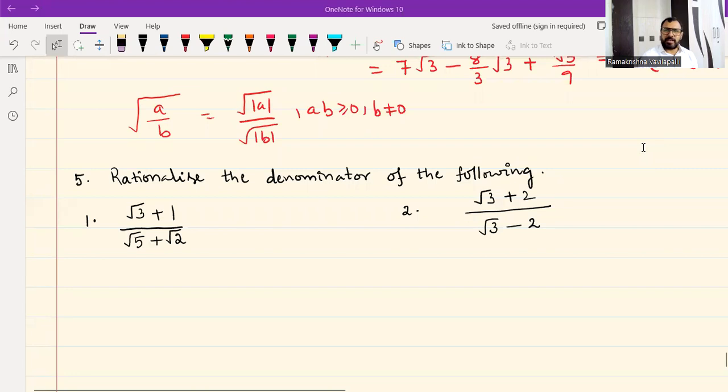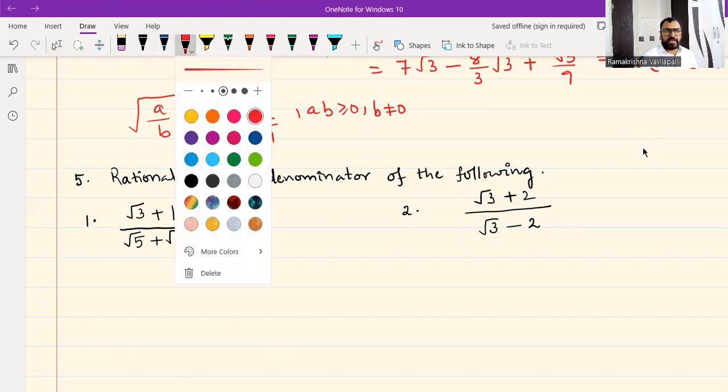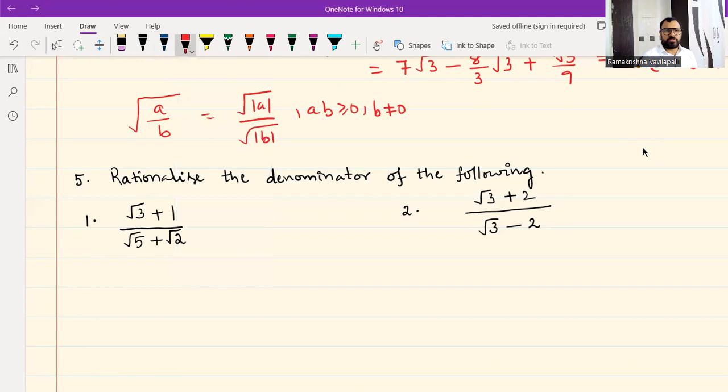Rationalize the denominator of the following. Only the denominator. Rationalizing the denominator means that we have to convert the denominator into a rational number, simply remove the irrationality. So the first one is (root 3 plus 1) by (root 5 plus root 2).